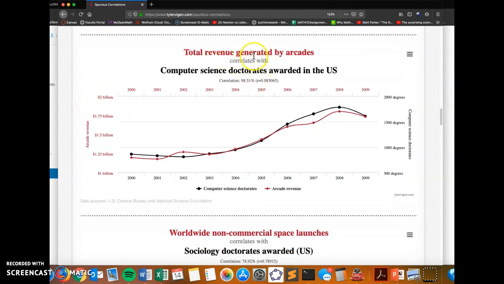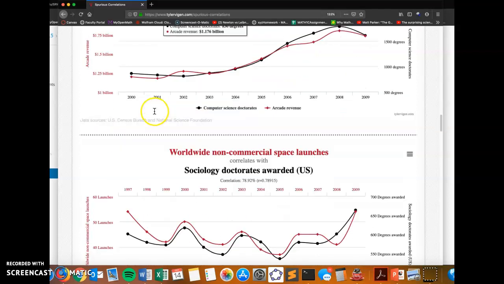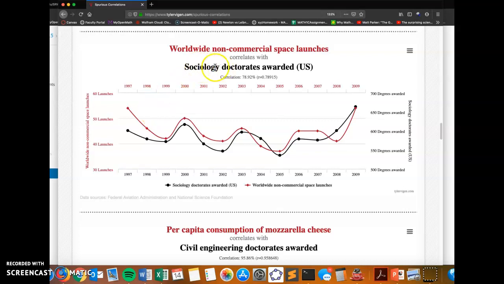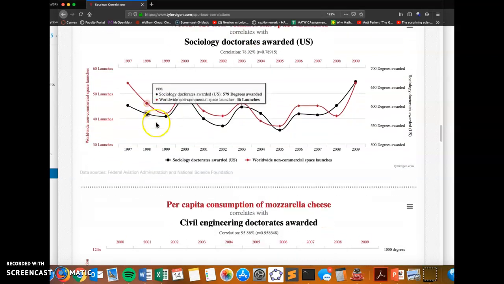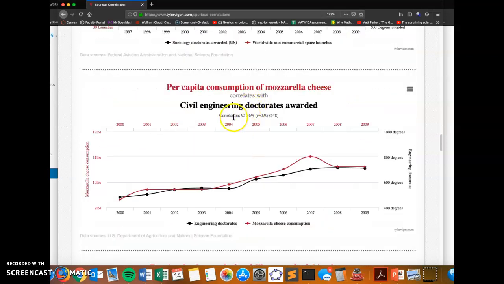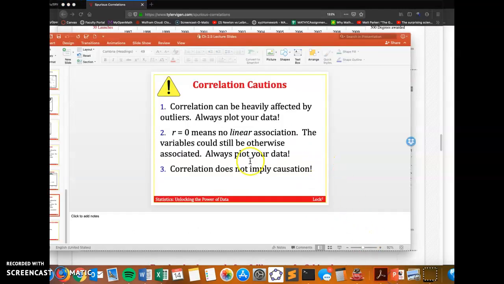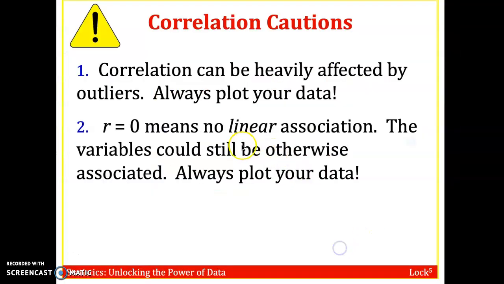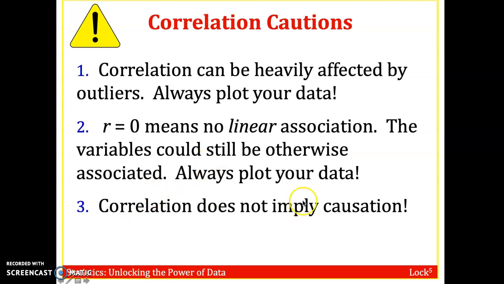This one, maybe you can argue there is a causation. Total revenue generated by arcades and computer science doctorates. Sociology doctorates versus worldwide commercial space launches. Hopefully you get the idea here. Correlation is pure mathematics. It is absolutely not the same thing as causation. If there's one thing you take from this class, 5 years from now, that correlation is not the same as causation, I will be a happy instructor.